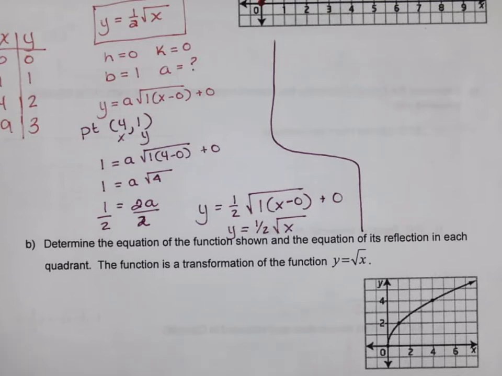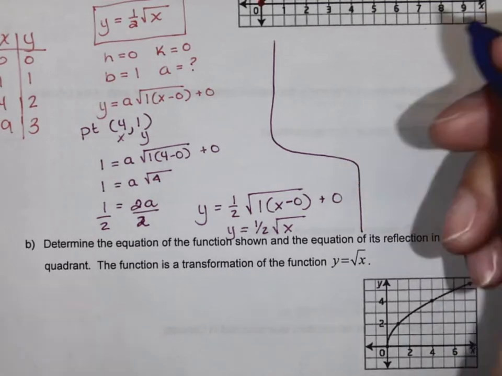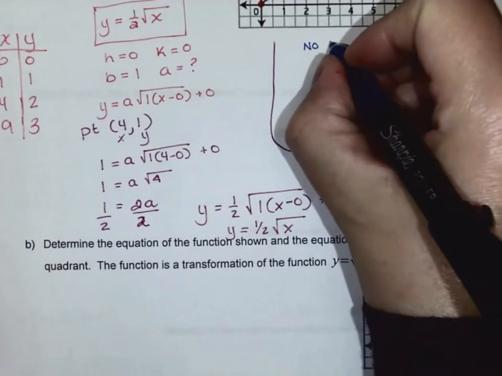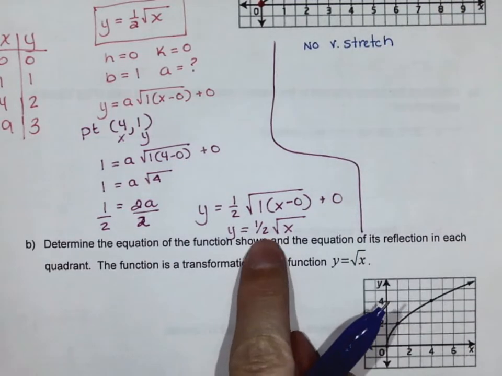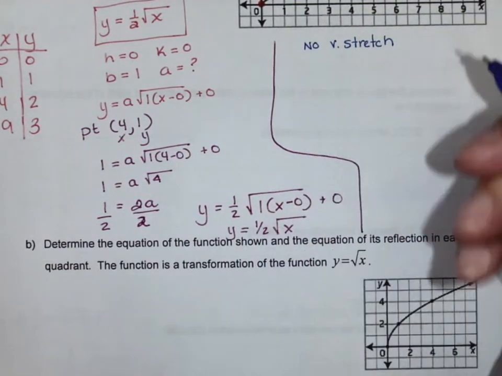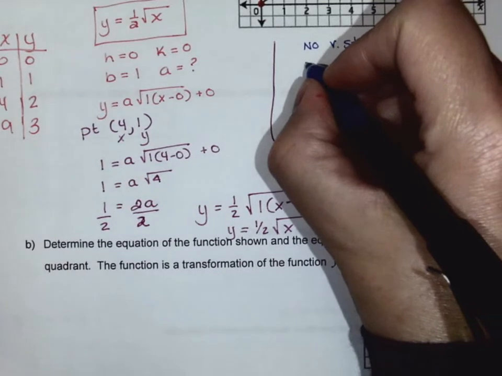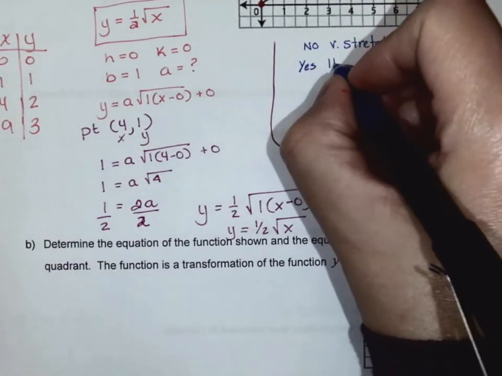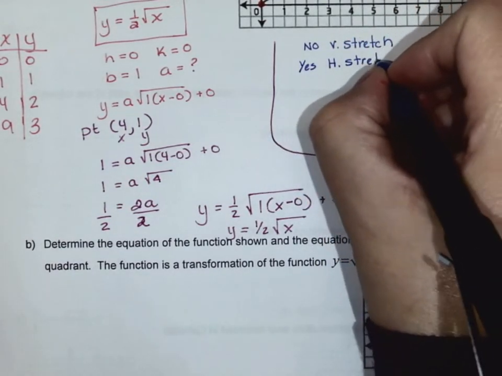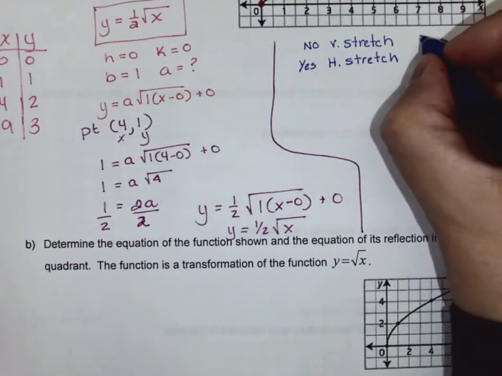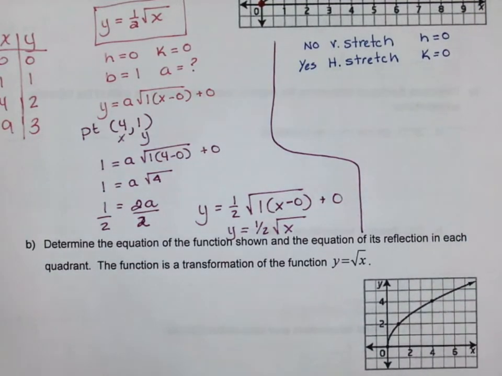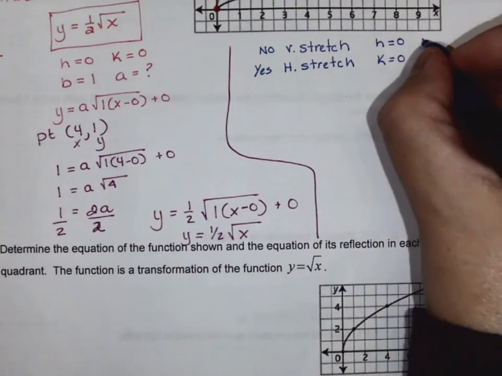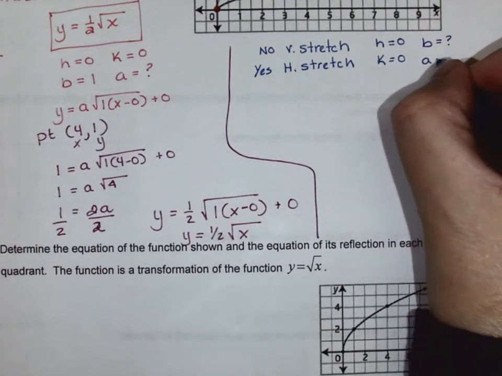All right, so option 2 is not having a vertical stretch. No vertical stretch, because you guys would agree that this one has a vertical stretch. So no vertical stretch would mean yes to a horizontal stretch. So we're doing the exact same thing we did. We know that h is 0. We know k is 0 because that (0, 0) point didn't move. Now we're trying to find b, and we know a is 1.